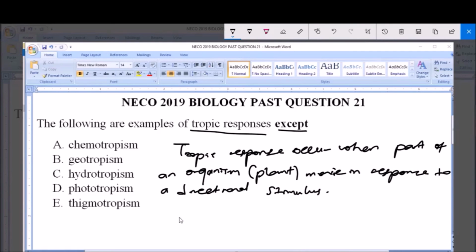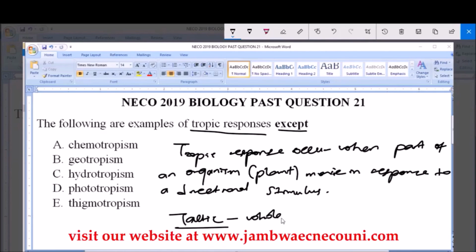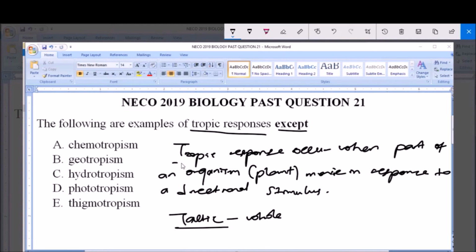Now, unlike the taxis response or the tactic response, in terms of the tactic response, the whole organism moves in response to a directional stimulus. That's for tactic response. But for a tropic response, which mostly occurs in plants, just parts of this organism, or part of the plants, move in response to this directional stimulus.